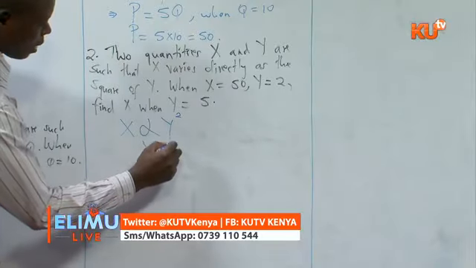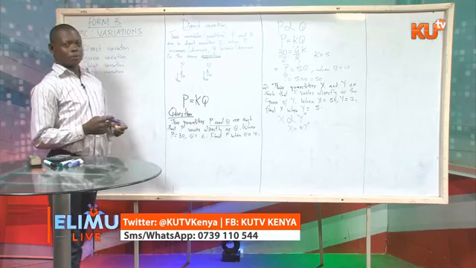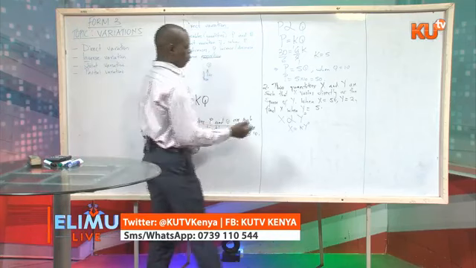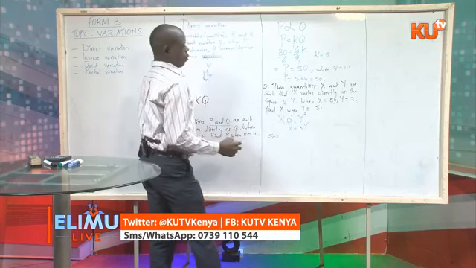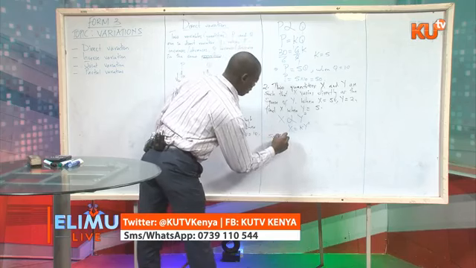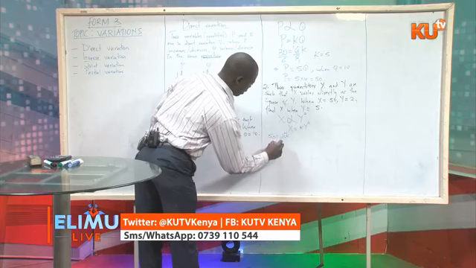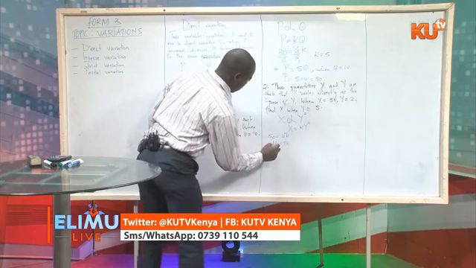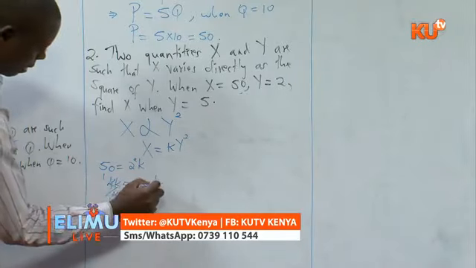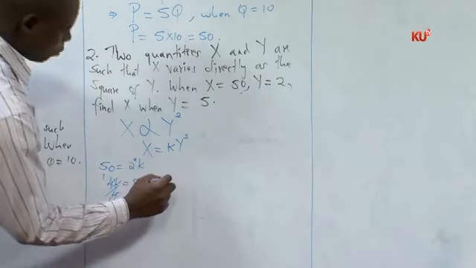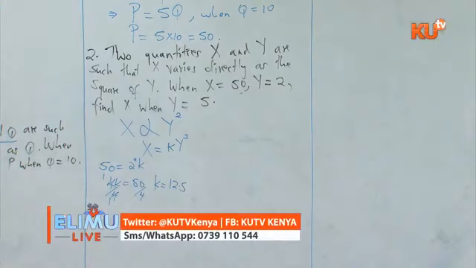X will be KY squared. Then replace in the value of X, which is 50. So say 50 is equal to, Y is 2, now 2 squared times K. This means that 4K is equal to 50. We divide by 4 so that this cancels out, and our K will become 12.5. That is the value of K.